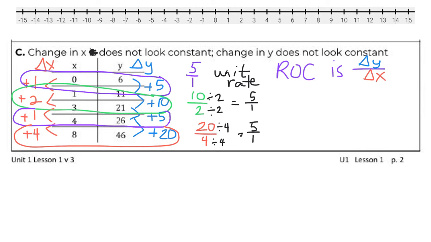And you can see that we get the same unit rate for all of these, so this is constant. So my rate of change is a constant 5 over 1. That is also my unit rate, and that means that this is a linear function. Even though at first we might not have noticed that they were the same, because when I look at my change in x, I'm seeing these different values. It's not obviously the same at first, but when you find your rate of change, you will see that they simplify to the same unit rate, which is constant, and that means it's a linear function.